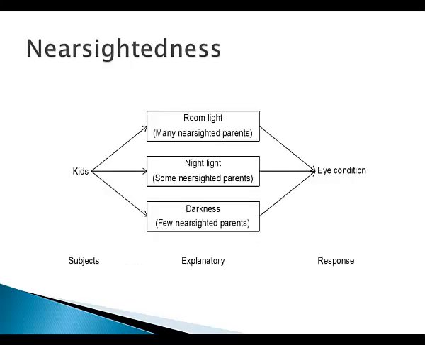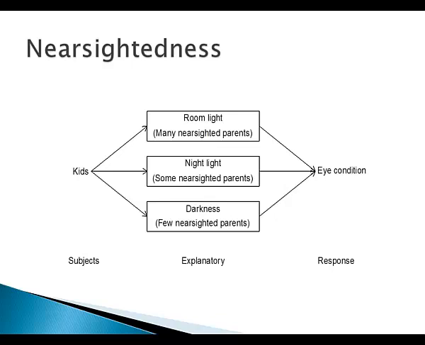You see that children are in one of three light groups. They either slept with a room light on as an infant, a night light on, or in darkness. But notice that the amount of light in the room is associated with whether or not the parents are nearsighted. Many nearsighted parents had their children sleep in a room with a room light on, whereas when children slept in darkness, very few of those children had nearsighted parents.